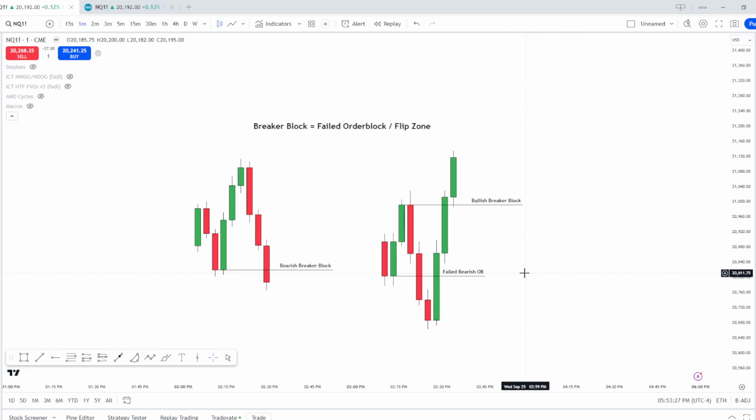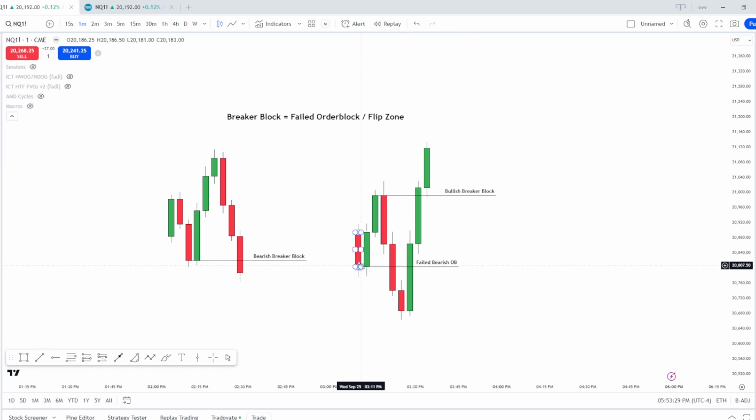The opposite way with a bullish example: right here, we have this bearish order block, which is this last set of bullish candles before this move down that closed underneath with a lower price. It failed to send price lower, and we ended up closing above it with a higher price. What this means is this is now a bullish breaker block. So I can get rid of that.